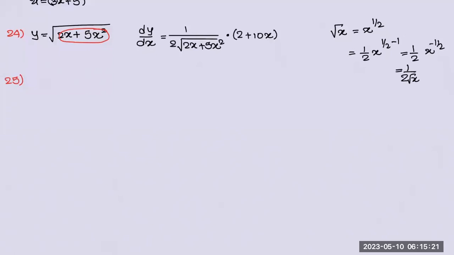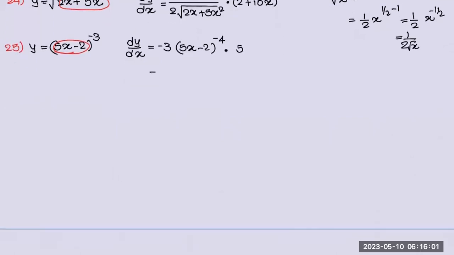Right. 25. Y is equal to 5x minus 2 whole power minus 3. So direct step, I write dy by dx. This entire thing as x, I'll take x power minus 3. X power minus 3 is equal to n into x power n minus 1. Right now x is 5x minus 2. It will become minus 4. Multiply with what is there inside the function, you need to take. 5x minus 2: differentiation of 5x is 5, minus 2 is minus 2. Stop it there. Or if you want, write down minus 15 into 5x minus 2 whole power minus 4.